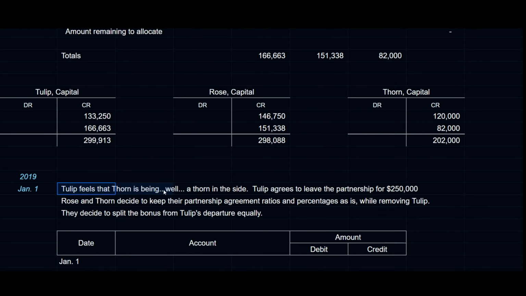Tulip feels that Thorn is being, well, a thorn in the side. Tulip agrees to leave the partnership for $250,000. Rose and Thorn decide to keep their partnership agreement ratios and percentages as is while removing Tulip. They decide to split the bonus from Tulip's departure equally.